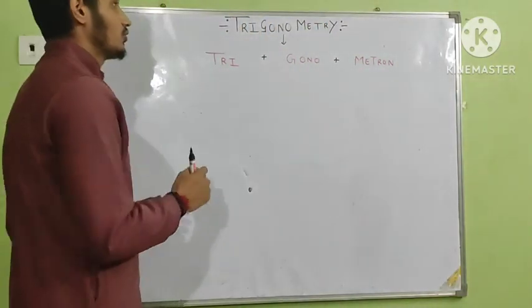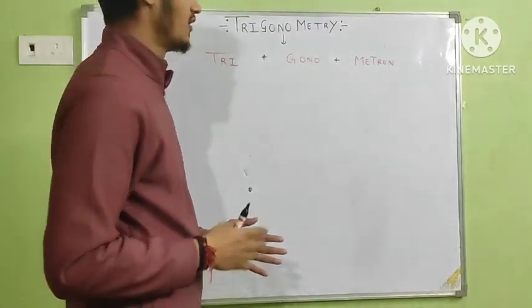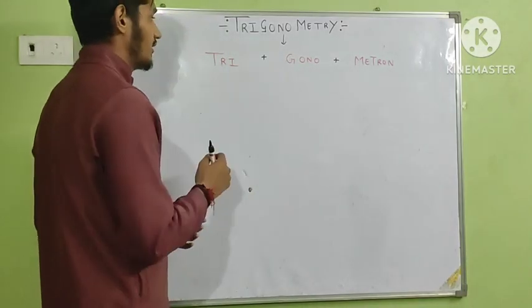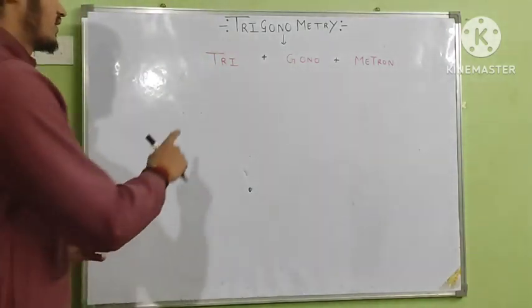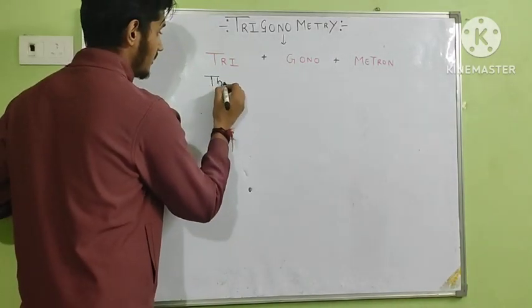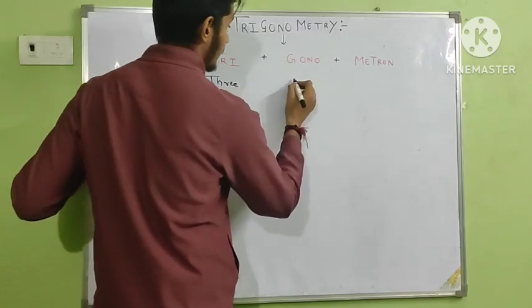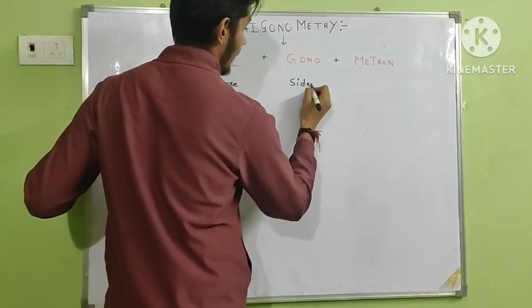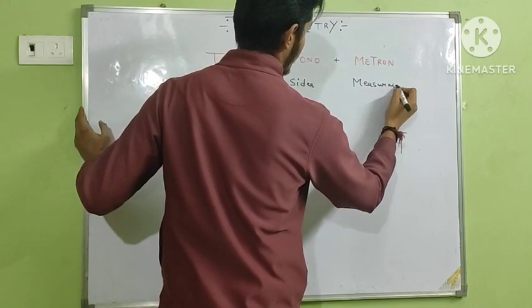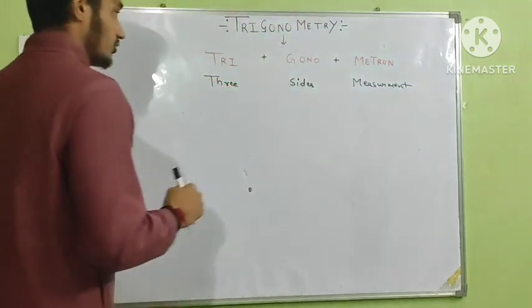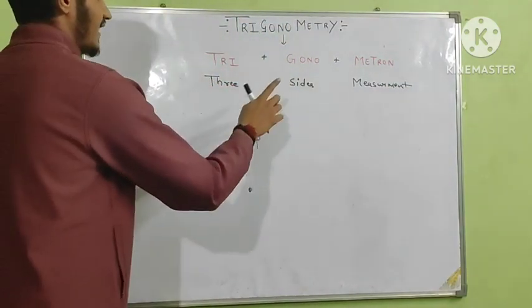First of all, we have to know what the term trigonometry means. For that, we have to break the term trigonometry into three terms: tri, gono, and metron, where the tri term represents 3, the gono term represents sides, and the metron term represents measurement. So the term trigonometry means 3-side measurement.